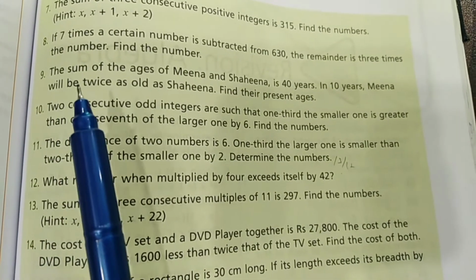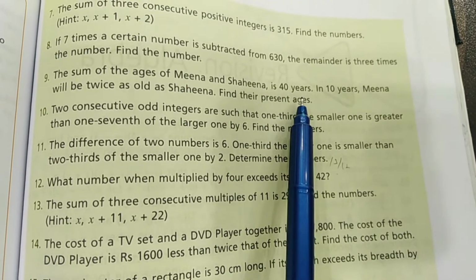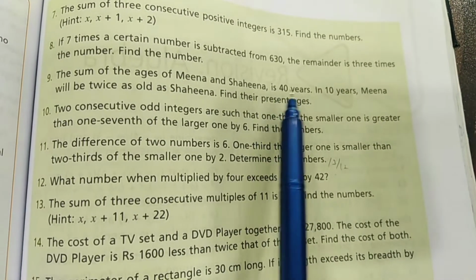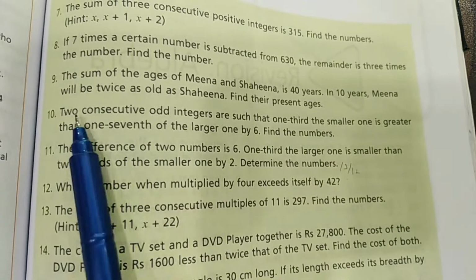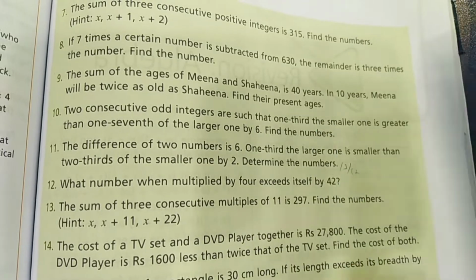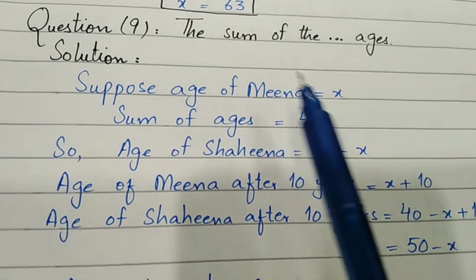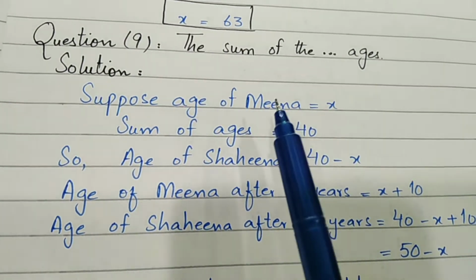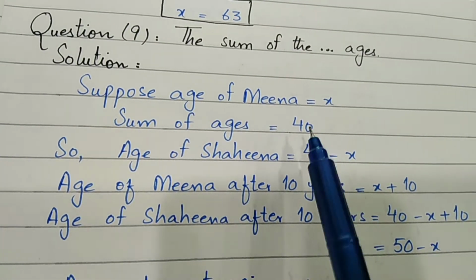Question number 9 is, the sum of the ages of Meena and Shahina is 40 years. In 10 years, Meena will be twice as old as Shahina. Find the present ages. The age of Meena is not given in the question, so we take it as x. Now the sum of Meena and Shahina's ages is 40, so the age of Shahina will be 40 minus x.